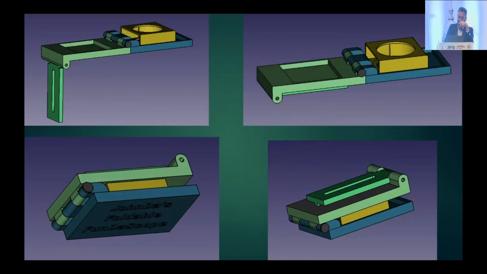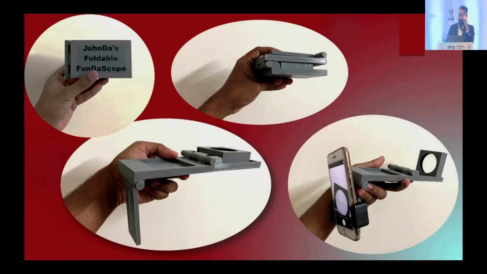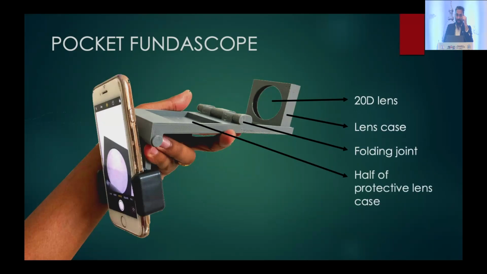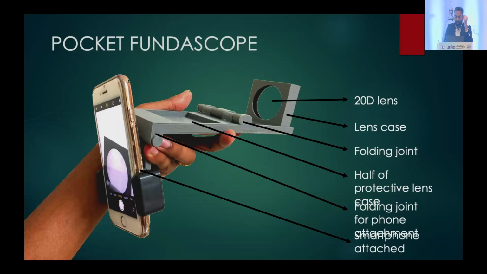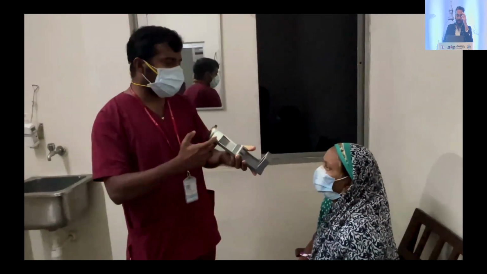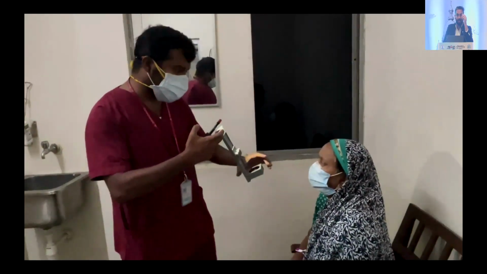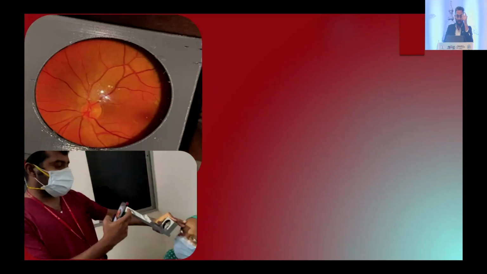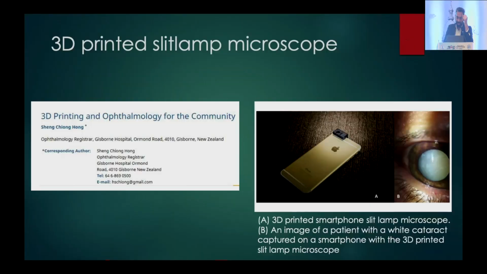This is a foldable 3D printed fundus camera, which Dr. John has patented now, so it will be in the market soon. Here you can see the demonstration of how it is foldable, and it is very easy to keep in your pocket itself. You can just take it around in your pocket, open it and start taking fundus images on the spot.